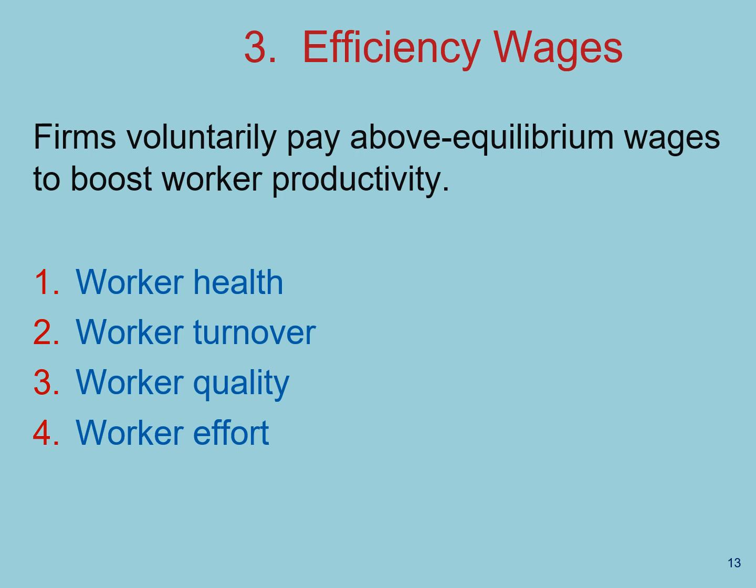Number 3 is worker quality. Offering higher wages attracts better job applicants, increases the quality of the firm's workforce, and therefore increases their productivity. And lastly, we have worker effort. If workers are paid above equilibrium wages in non-unionized companies, they have incentives to work harder and to keep their jobs.